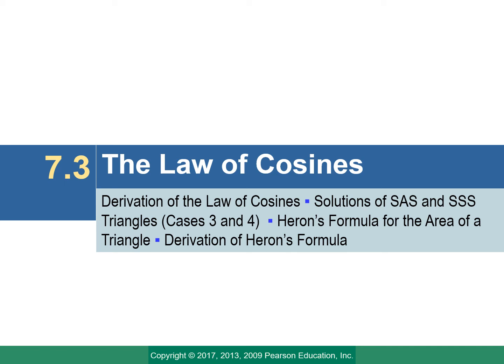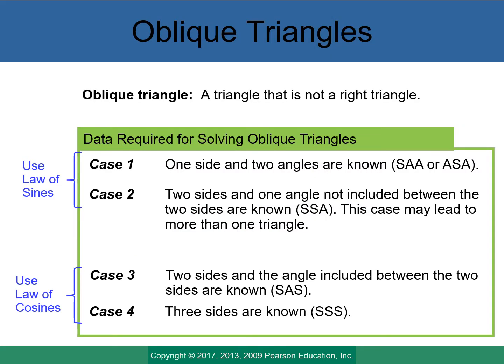Hi everyone, in this video we're going to be talking about the law of cosines. This follows directly after learning about the law of sines, which was in the previous video. We were talking about oblique triangles, those are triangles that are not right triangles, and solving them. That means finding all three angle values and all three side length measures.